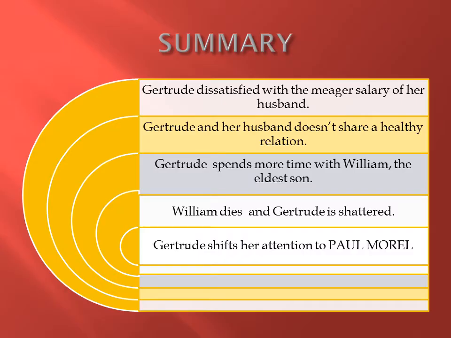So let's move on to the summary of Sons and Lovers. Gertrude, the mother of Paul Morrell, is really dissatisfied with her family life because she comes from a well-off family and she cannot adjust with the meager salary of her coal miner husband. So there are ego clashes between them, and so they do not share a very healthy relationship.